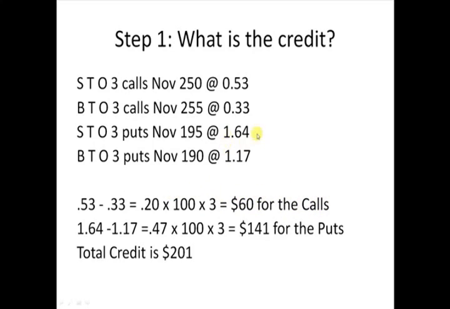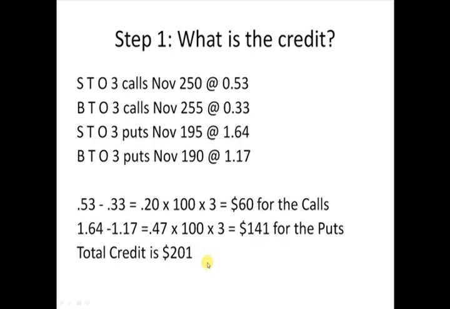For the puts, we have 164 minus 117, right down here. 164 minus 117, you get 47 cents credit times 100, because we have to multiply per share. And then we have 3 spreads, so we multiply by 3. 0.47 times 100 times 3 equals $141 for the puts. You add these both up together, you have a grand credit total of $201 on this trade.